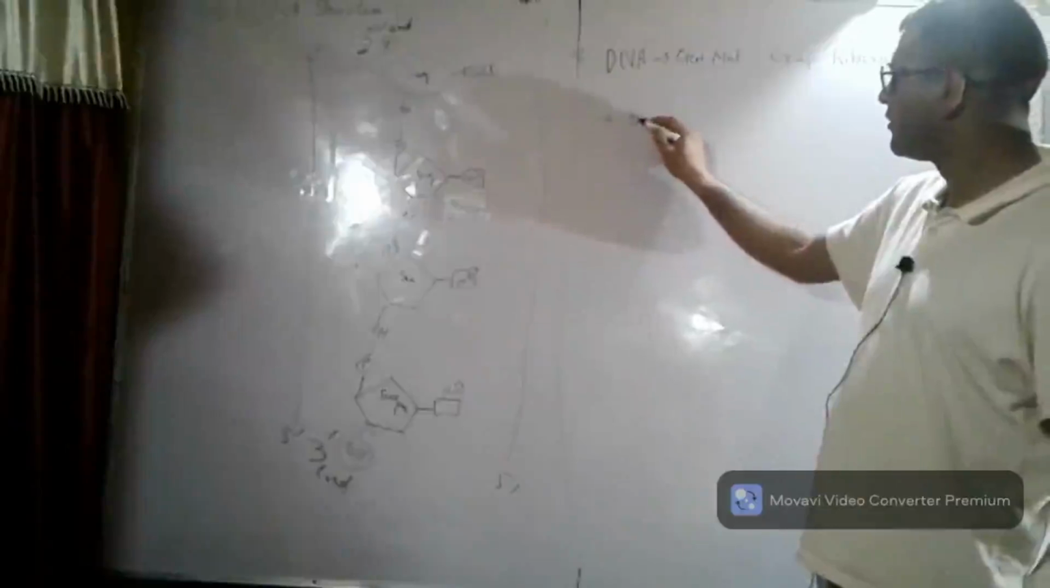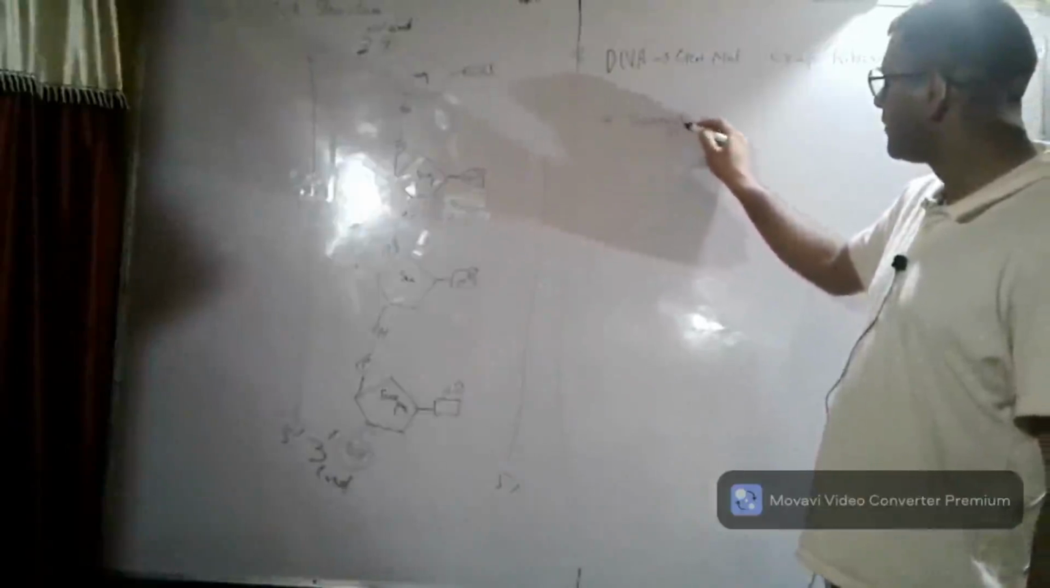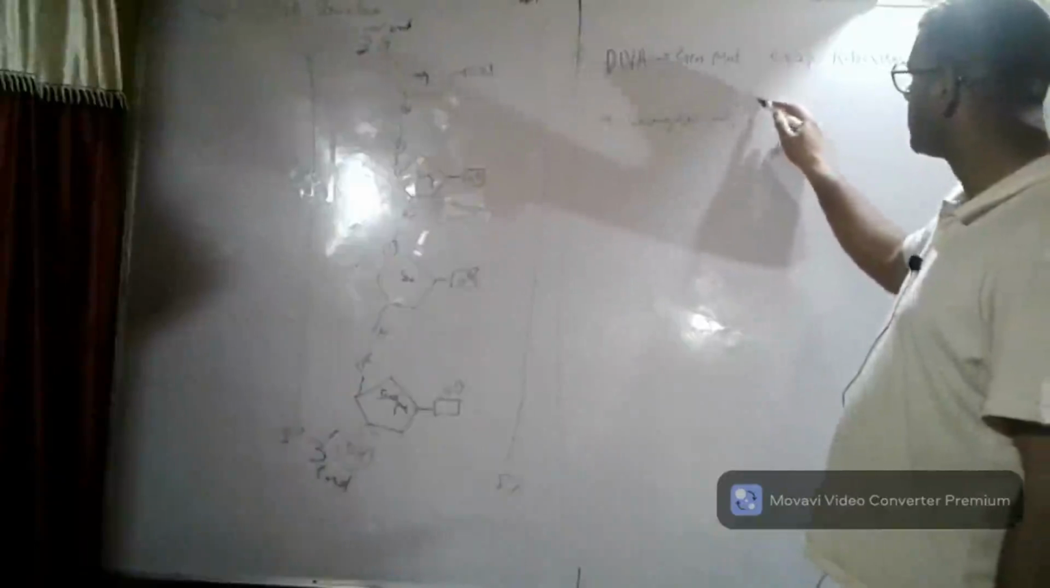In case of eukaryotes, we have two types of DNA. One is called as nuclear DNA.